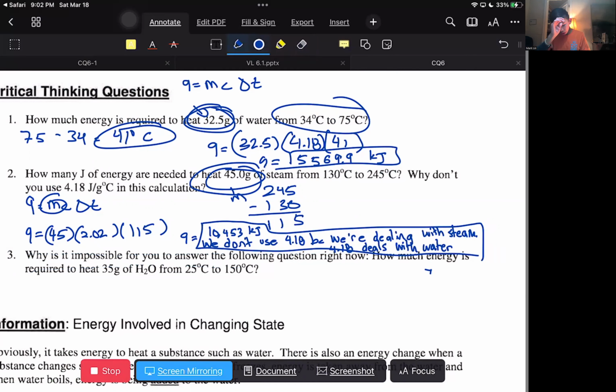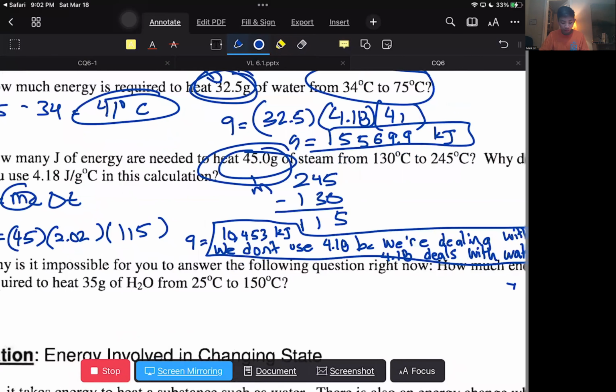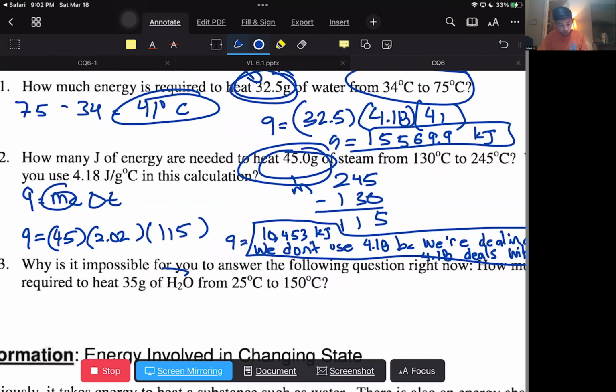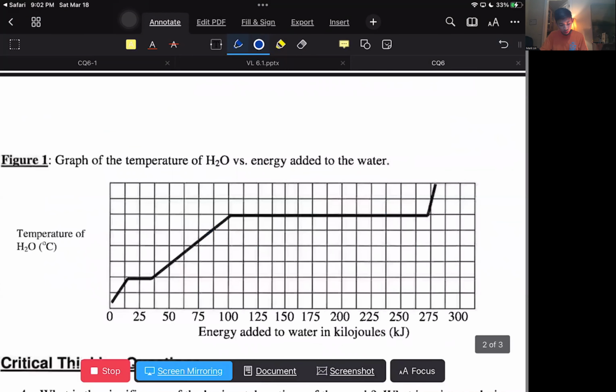How much energy is required to heat 35 grams of H2O from 25 degrees Celsius to 150 degrees Celsius? So we have 35 grams of water, and we're going from 25 degrees Celsius to 150. Here 0 degrees, and here 100 degrees. So we're going from somewhere right here, 25 degrees Celsius, up to 150, and when we go all the way up here, we have to encounter a phase change.